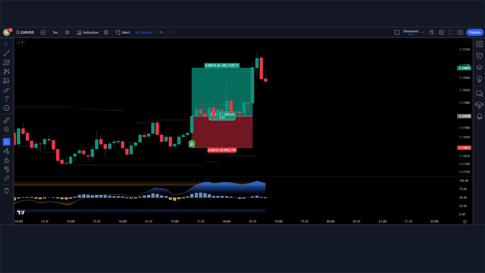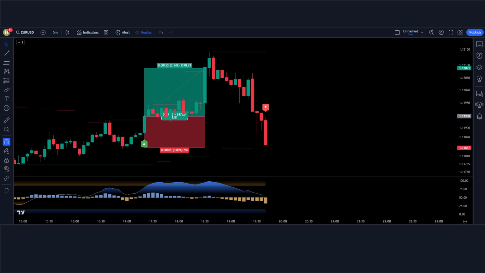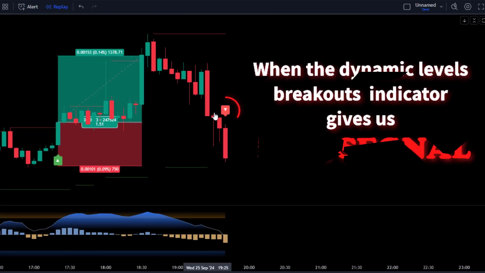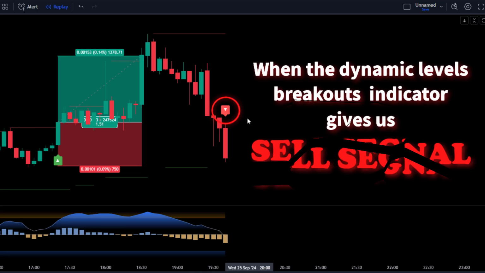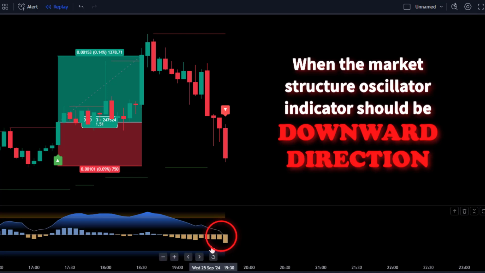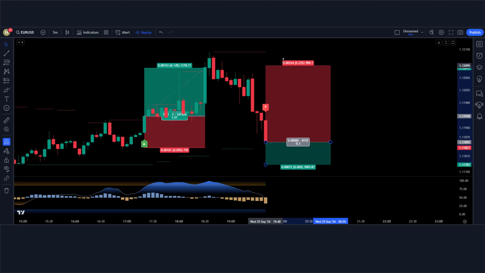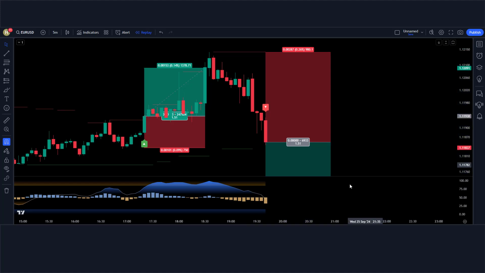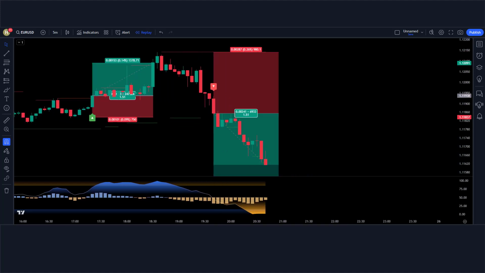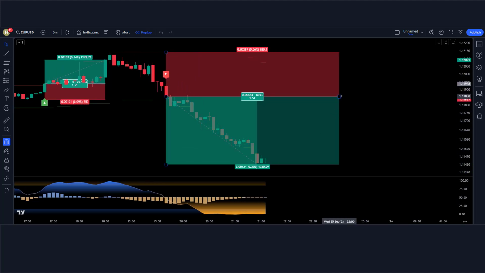Now let us understand the short position. When the dynamic levels breakouts indicator gives us a sell signal, when the market forms a bearish candle, and when the market structure oscillator indicator is in a downward direction, if these conditions are fulfilled, then we will place a sell order. Our stop loss will be placed at the current market's higher level, and the risk to reward ratio will be 1:1.5. The market has completely hit the target.